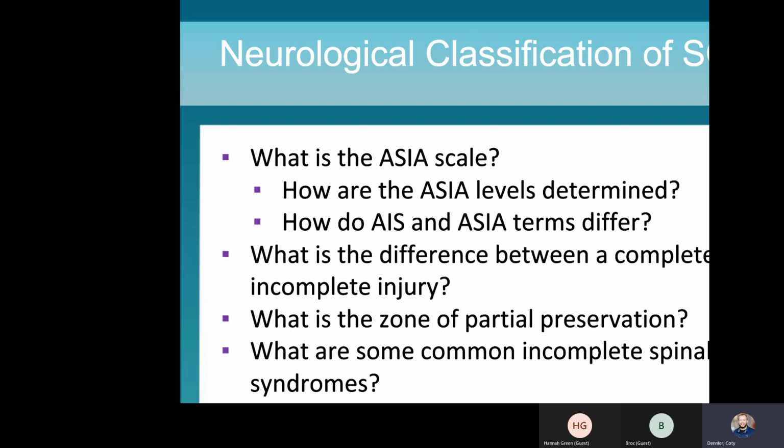Yeah. All right, next will be your Brown-Séquard syndrome. That's damage to one side of the spinal cord.